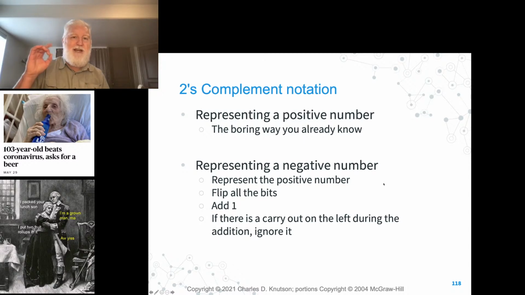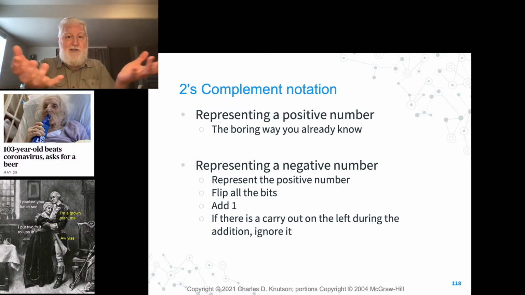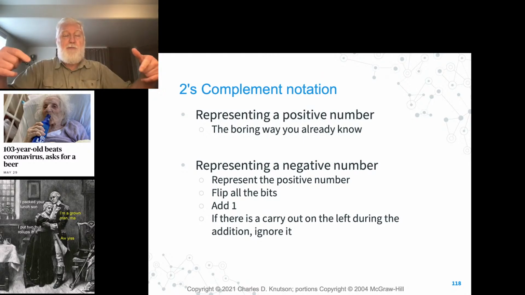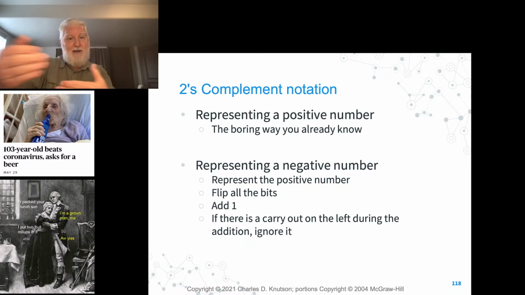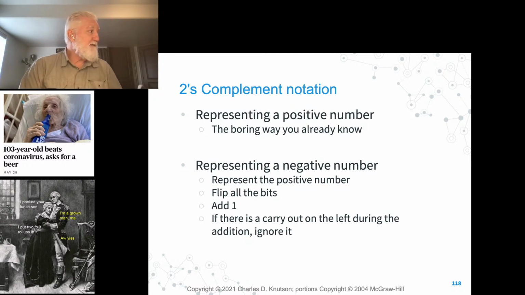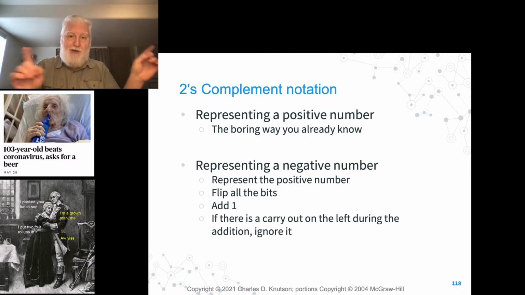So as we already said, representing a positive number is the same old boring way, we already know how to do it. For a negative number, here's how you do it. Here is the recipe. It is very straightforward. This is how you negate a number in 2's complement notation. If you want to represent a negative number, you start with the positive magnitude number. You flip all the bits and you add 1. That now gives you the negative of that number with the same magnitude. And if there's a carry out, you ignore it.